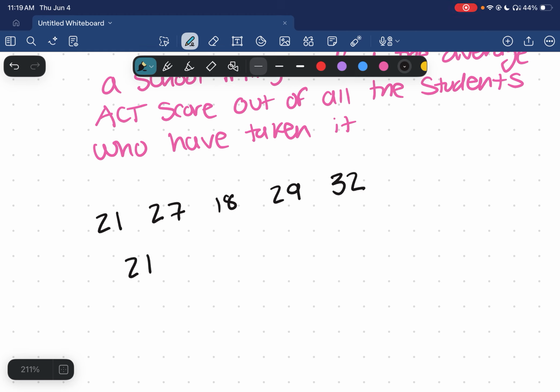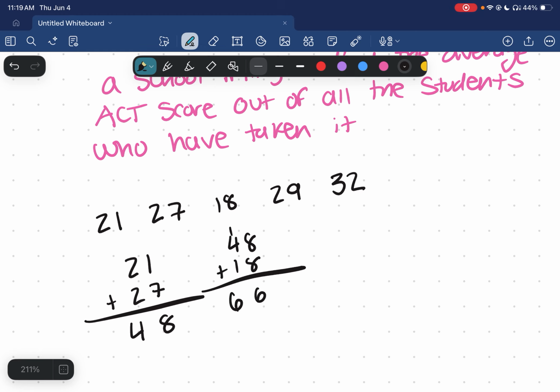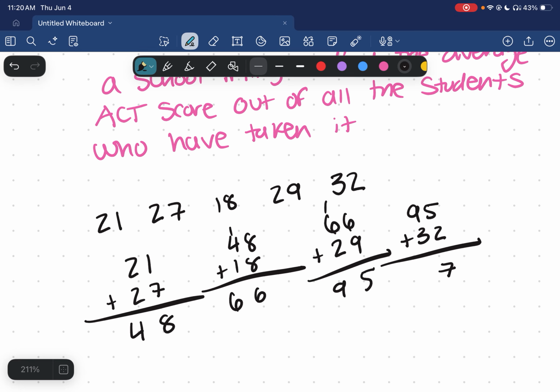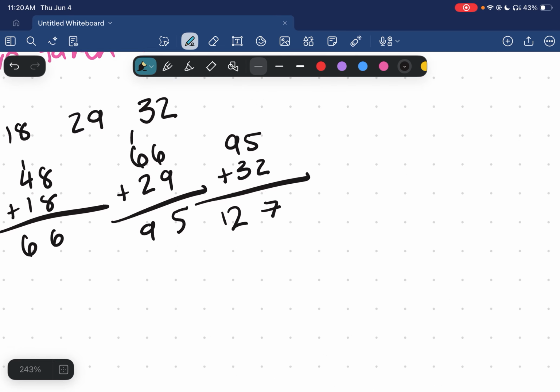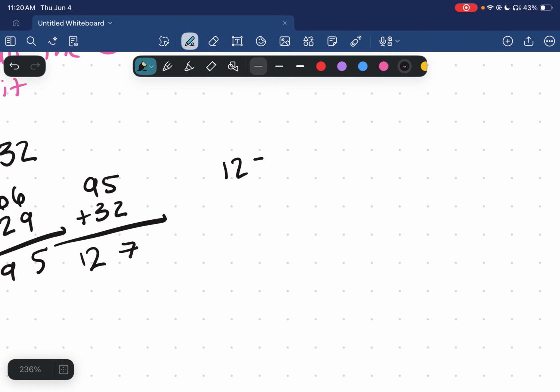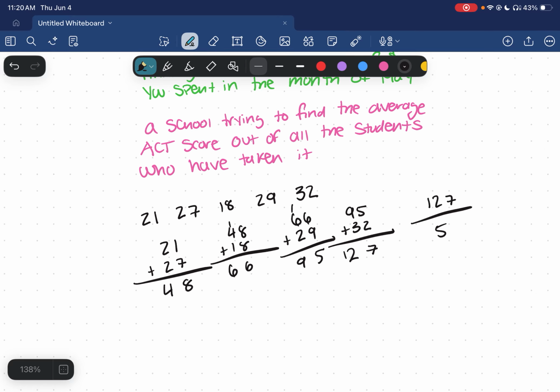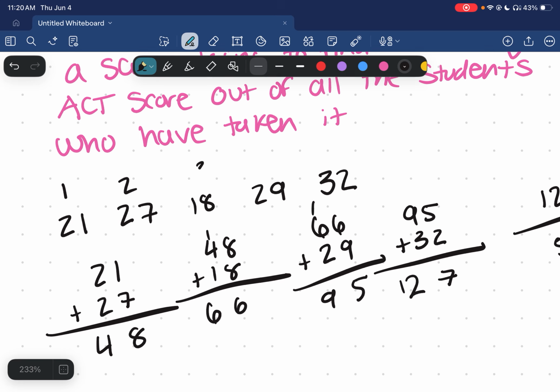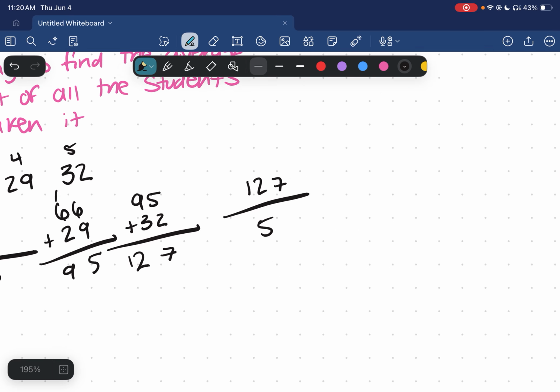So we're going to do 21 plus 27 is 48. 48 plus 18, 66. 66 plus 29, which is 95. And then 95 plus 32, which is 127. And we take the sum of 127 and divide it by 5, which is the amount of students, so 1, 2, 3, 4, 5, and also the amount of data that we have.